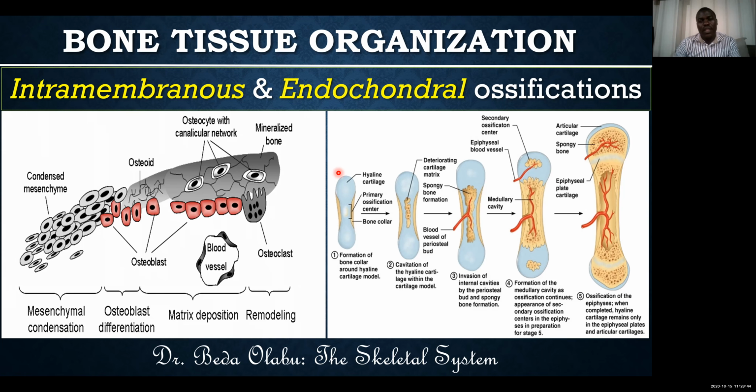Okay. Let's talk about bone tissue growth. How does bone grow? There are two ways in which bone growth occurs: intramembranous growth or endochondral growth. We said intramembranous growth is when you have a connective tissue membrane that then forms bone, and that's how flat bones will form. Endochondral growth is where you form cartilage first, which is then replaced by bone, and that's how long bones form.